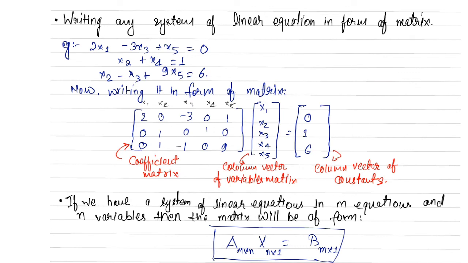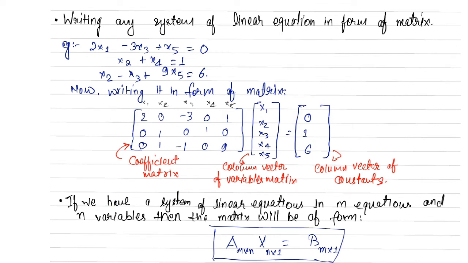So let's see again how we can write it. First we'll write the coefficient matrix. Now we'll write the column vector of variables, so we'll write all the variables in a column matrix. Now we take another column matrix on the right hand side of the equal to sign, and we'll write all the constants in it. So now let's generalize this.